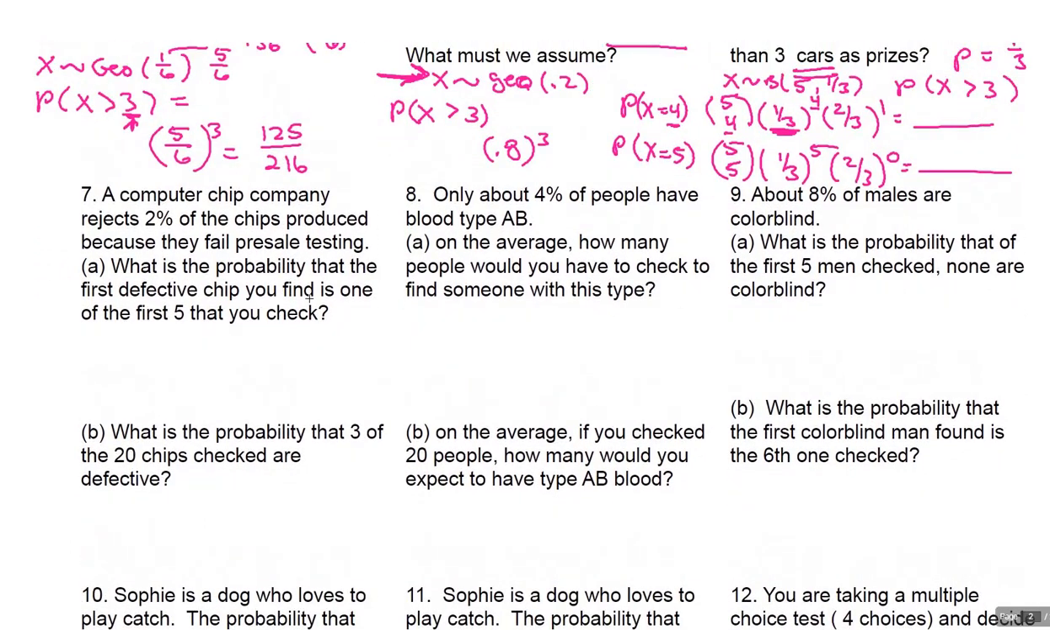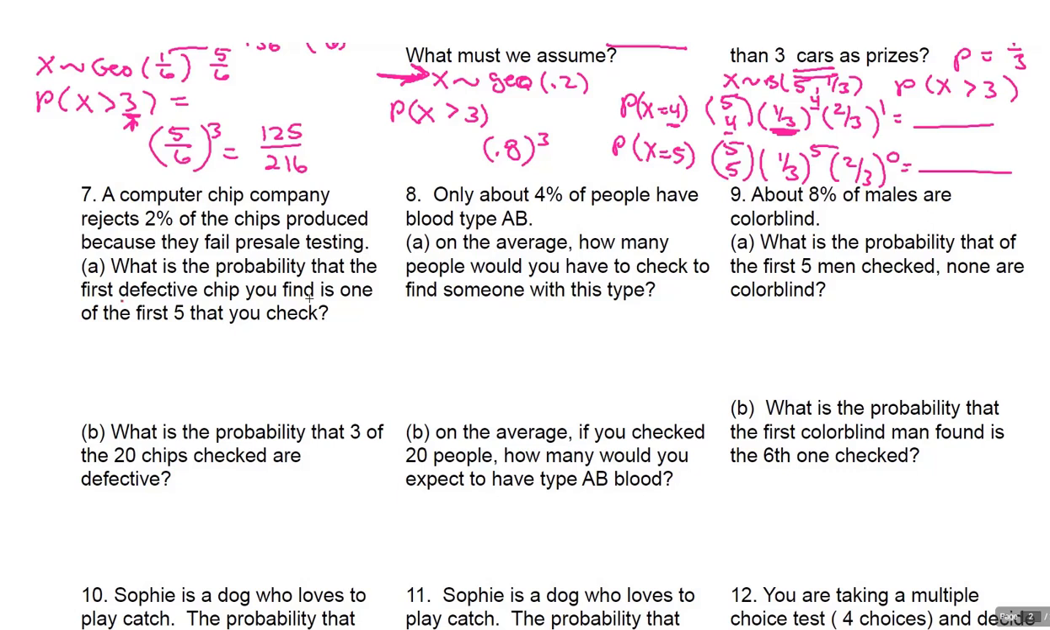Take a look at number 7. What's number 7 say? It says that a computer chip company rejects 2% of the chips produced because they fail pre-sold testing. Part A says, what's the probability that the first defective chip you find is one of the first 5 that you check? All right, so think about it.